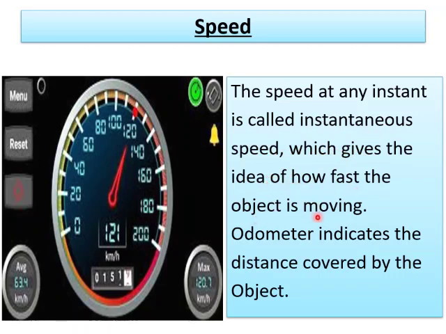Here, the speedometer is an instrument which gives the speed, whereas the odometer indicates the distance covered by the object. If you see here 151, this is the odometer reading.